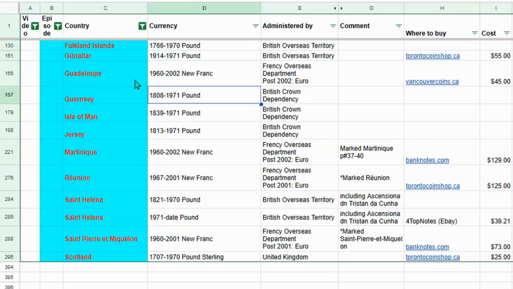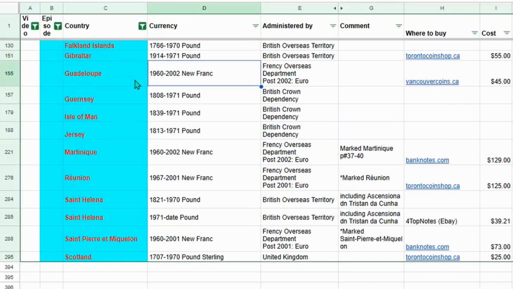Same thing for Guernsey, same thing for the Isle of Man, same thing for Jersey, same thing for St. Helena, and same thing for Scotland. So all of these are part of the UK, and I'm missing the banknote from before they used the decimalization, and they were using the pound sterling.